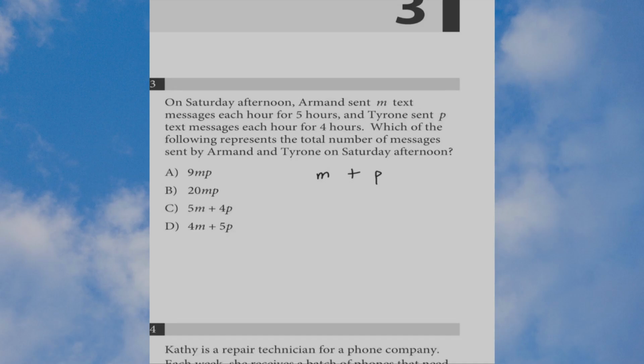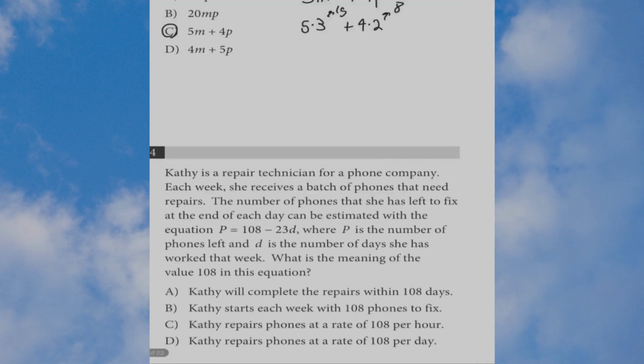And so that would be 5 times M and 4 times P, because if Tyrone sends 2 messages per hour, it'd be 4 times 2, so that would be 8. And if Armand sends 3 messages per hour, that'd be 5 times 3, and that would be 15. And because we know these are separate, we can add them together. It'd be 23 in this example. It's always useful to go through some example calculation in your head and see if it makes sense. And so therefore, the answer here is C, 5M plus 4P.